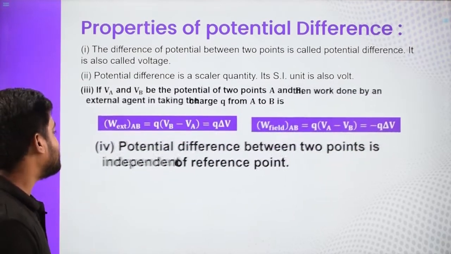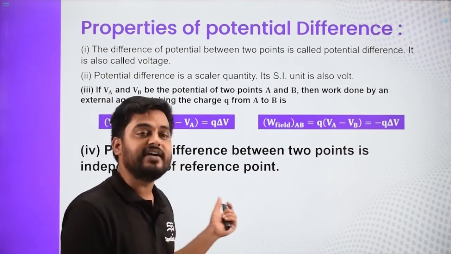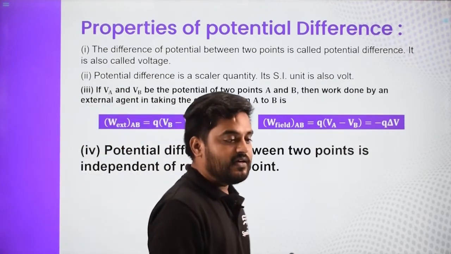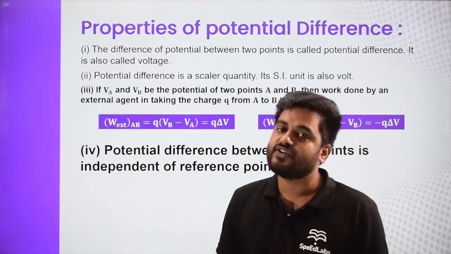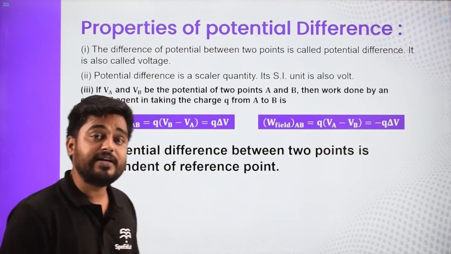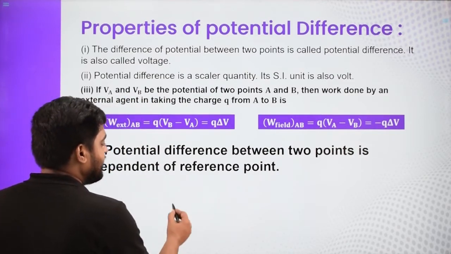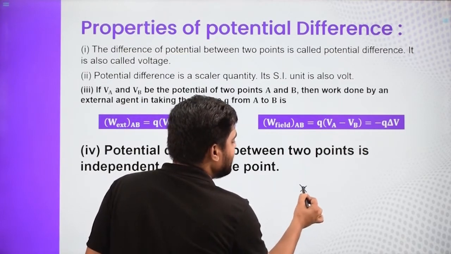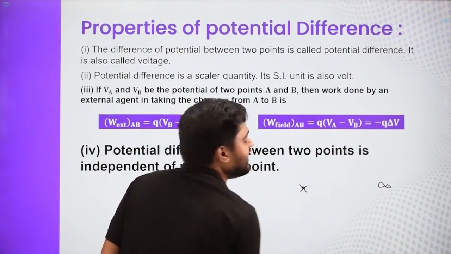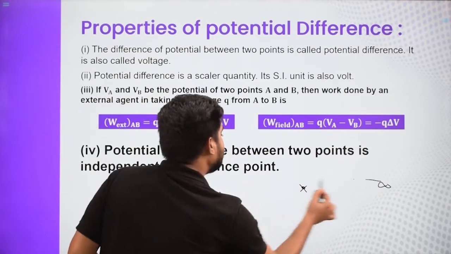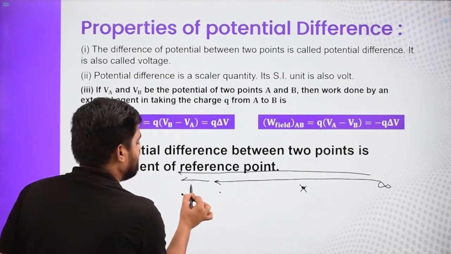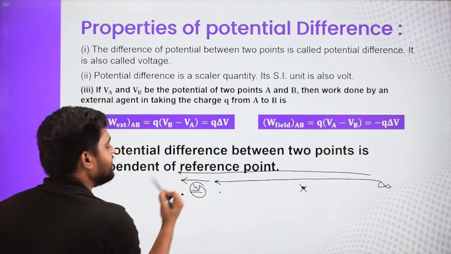Now next comes: potential difference between 2 points is independent of our reference point. Like the gravitational potential difference is also independent of the reference point. It doesn't matter whether you take the reference point at a limited distance or at infinity. When you calculate the difference, basically you are finding this work done. So it is this work done which matters.